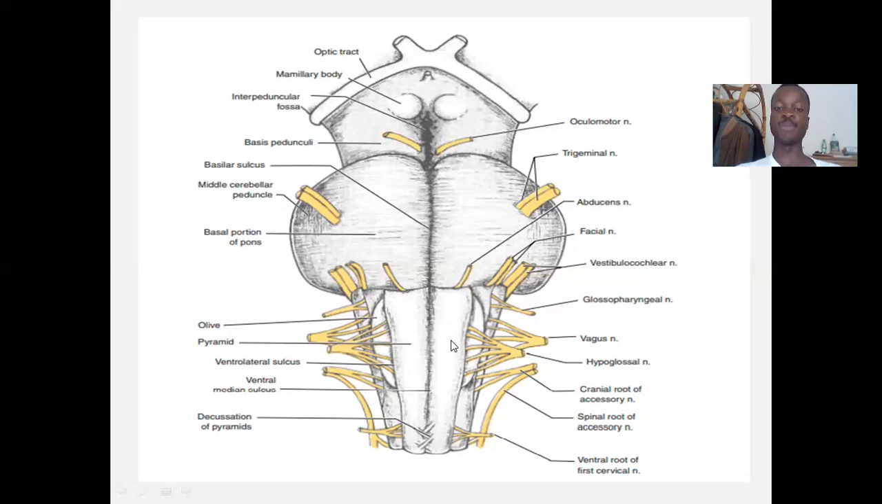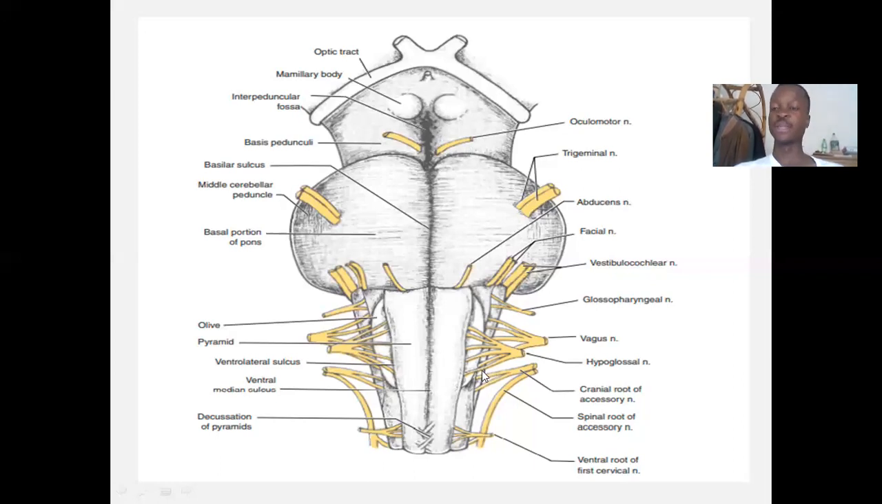In this case, between the pyramid and the olives, you're having the hypoglossal nerve, which is actually cranial nerve number 12, going to innervate the muscles of the tongue, right? Then between the olive and the inferior cerebellar peduncle, you'd expect to have in this order cranial nerve number 9, number 10, and number 11, particularly the cranial root of that accessory nerve.